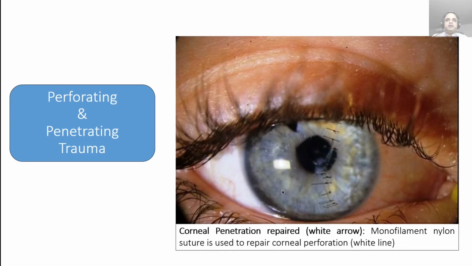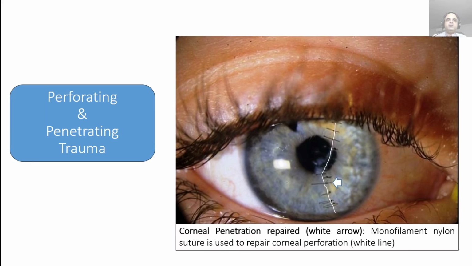This is a repair of a penetrating injury to the cornea. This was because this person ran into a glass wall, which was so clean that he didn't even think there was a wall there, and the glass shattered and basically cut the cornea like an egg. And we needed to apply multiple sutures. These are monofilament 10-0 nylon sutures, which are so thin that you need a microscope to see them.